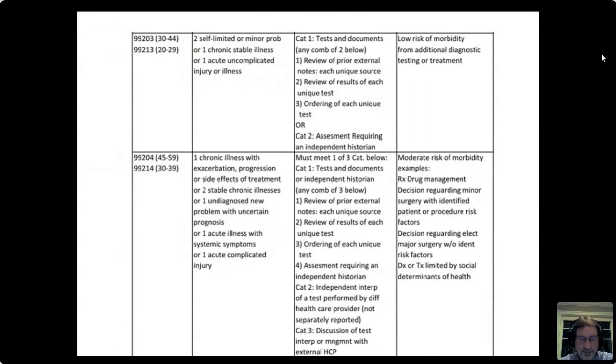Yeah, raise you to level 4. Yes, exactly. And the thing you may run into there too is that you may end up reviewing some test results, if they send over some test results. But like I said, at level 3 it's a chronic stable illness or an acute uncomplicated injury or illness. And like you said, when you start introducing those extra layers into it, in my mind, that pushes you up to a level 4. So yes, I would agree with what you're saying there.